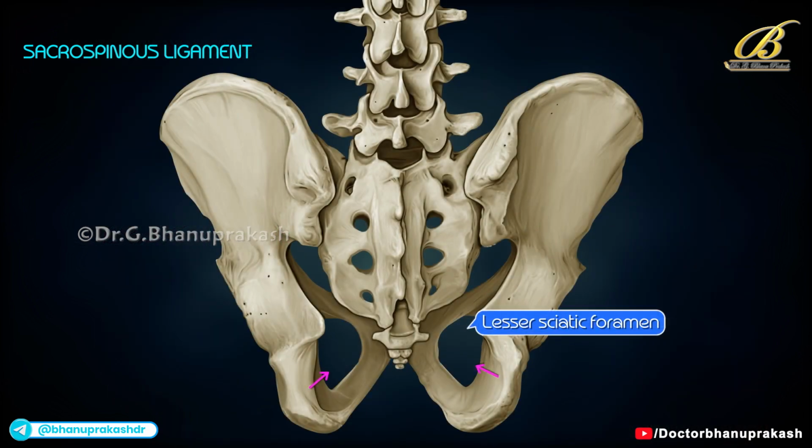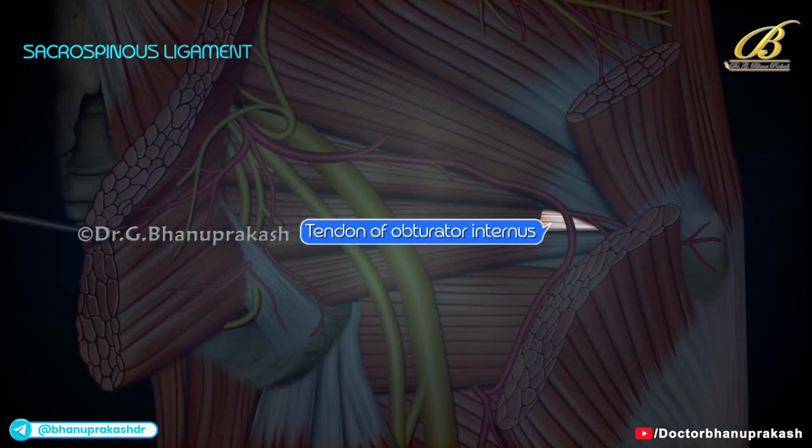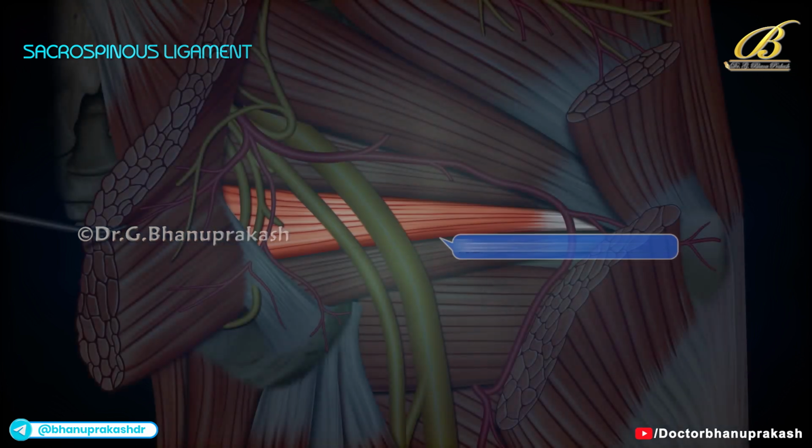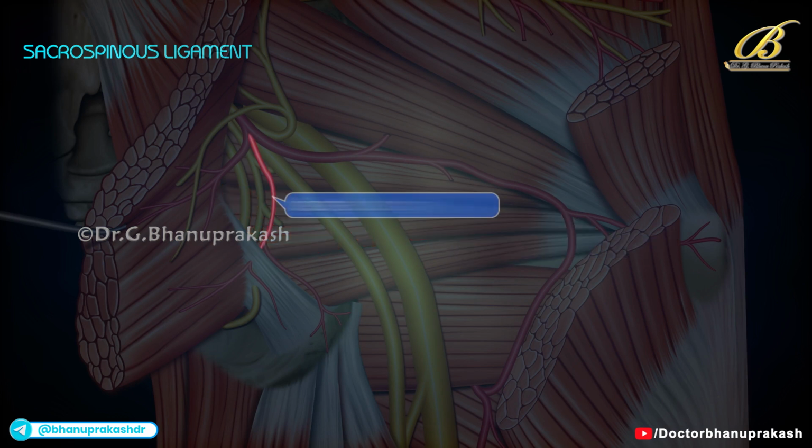The structures passing through the lesser sciatic foramen are as follows. Tendon of obturator internus, nerve to obturator internus, internal pudendal vessels, pudendal nerve.